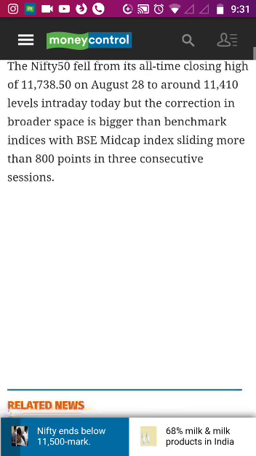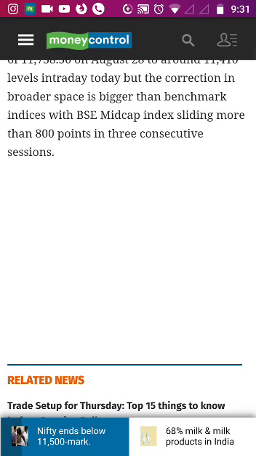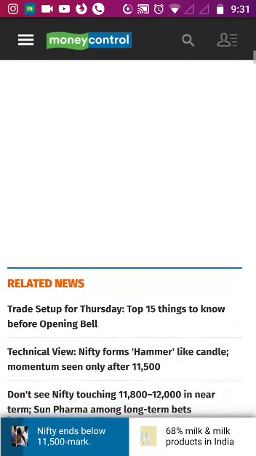So the correction in the broader space is bigger than benchmark indices, with the BSE mid cap index sliding more than 800 points in three consecutive sessions. So what are the five factors which have affected this? We'll be talking about those top five factors. First is the rupee fall.